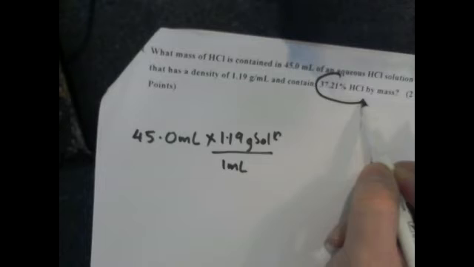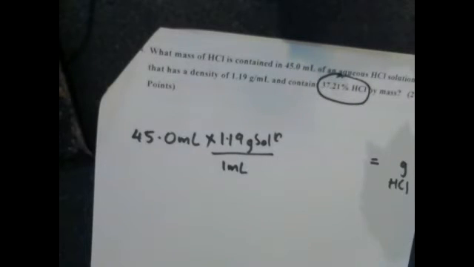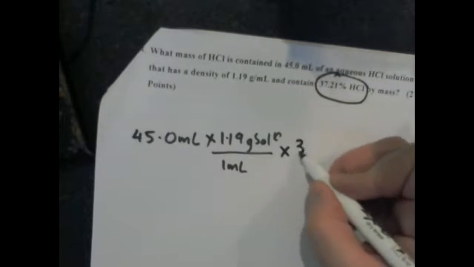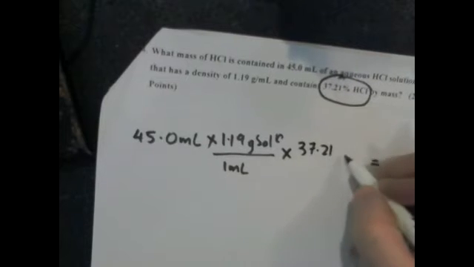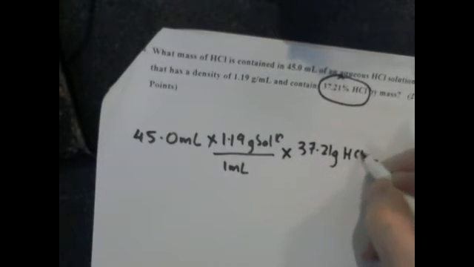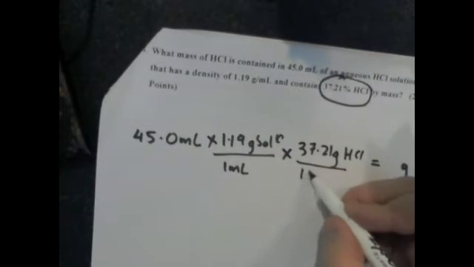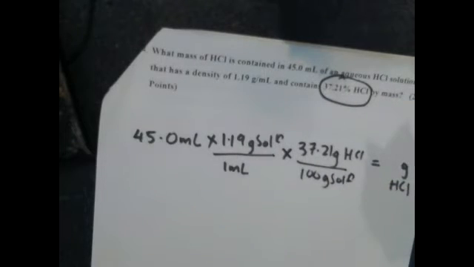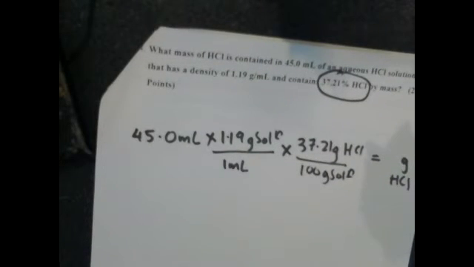And what I have to recognize is that the percentage is indicating the number of grams of hydrogen chloride in 100 grams of the solution. And that's the secret here. So I get 37.21 grams of HCl for every 100 grams of the solution. And so now I'll multiply those two things together, and you'll see what I get.